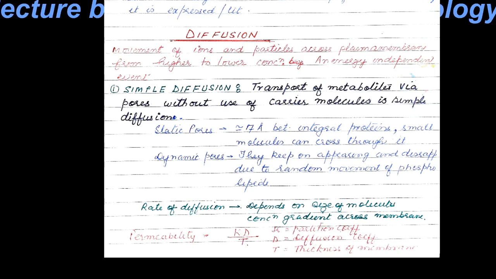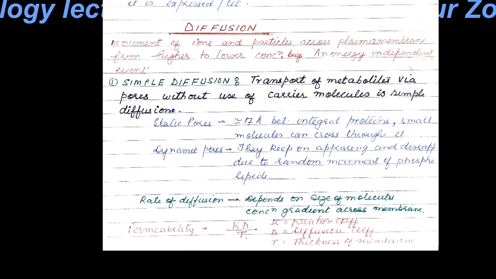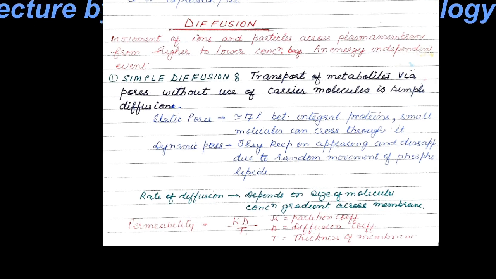However, on the other hand, there are dynamic pores which keep on appearing and disappearing, and this is caused due to translational movement of phospholipids. I told you in the beginning when I taught you the fluid mosaic model. It is due to the random movement of phospholipids.